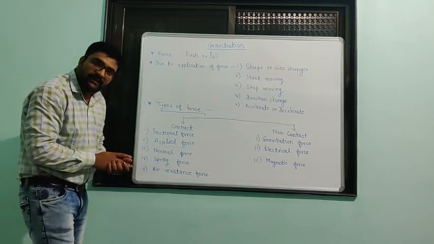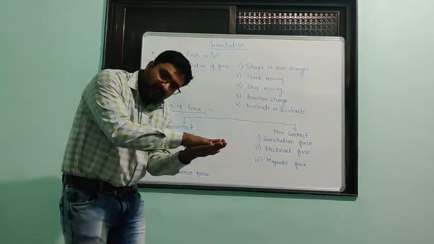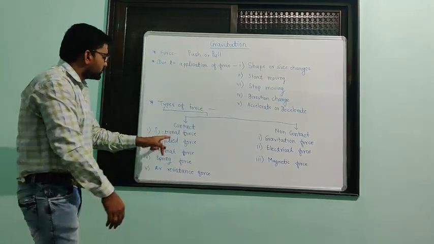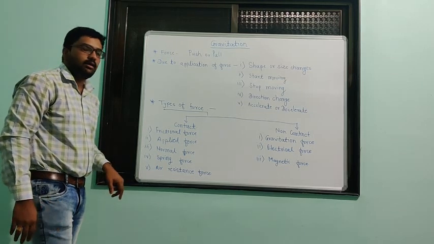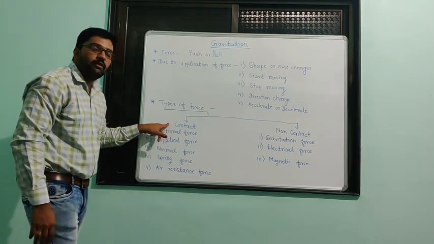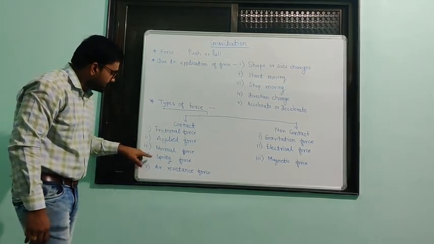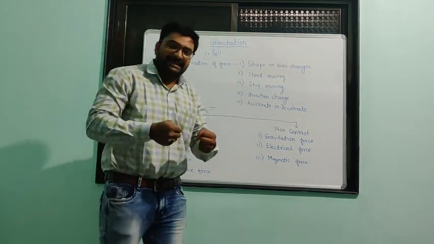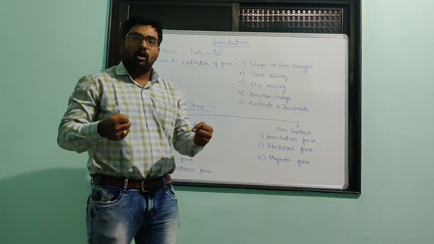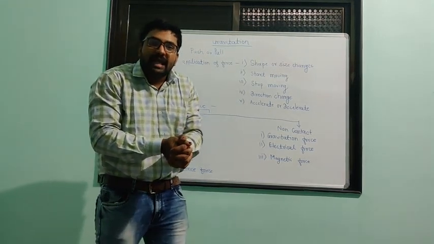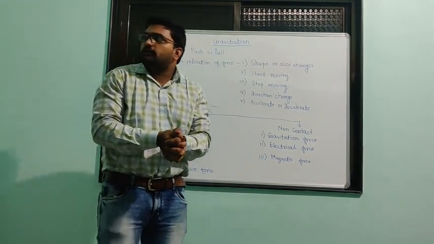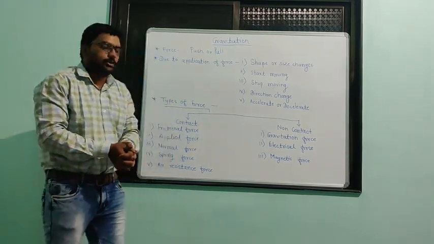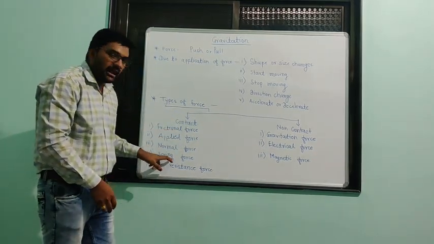Okay, so in that, the book and the table came in contact. So this normal force falls in the category of contact force. Next is spring force. If we stretch or press a spring, at that time a restoring force develops in the spring. So that is also a contact force.